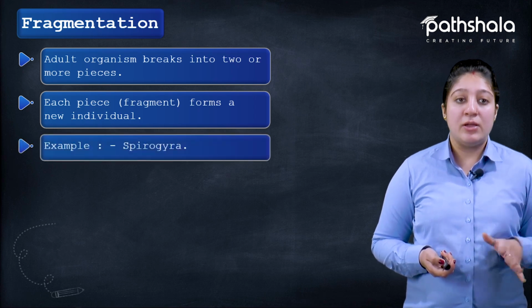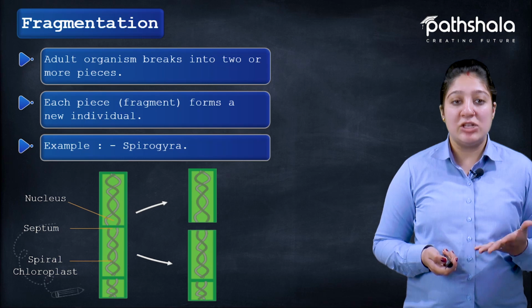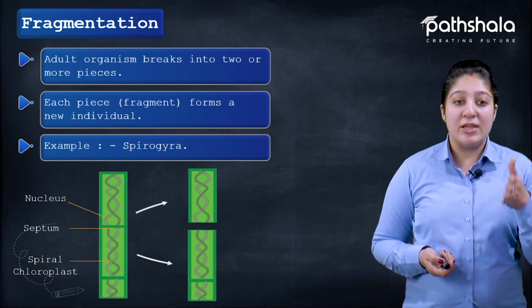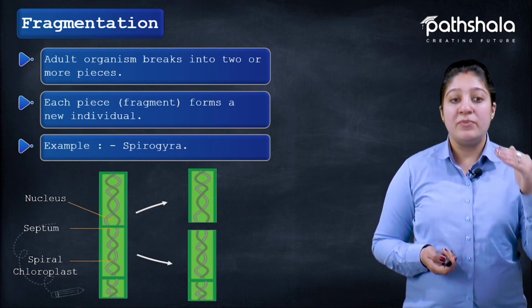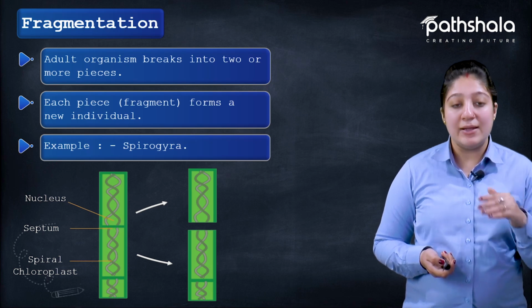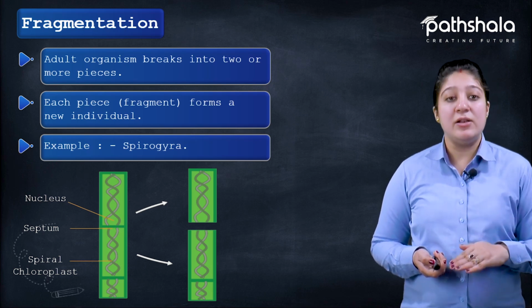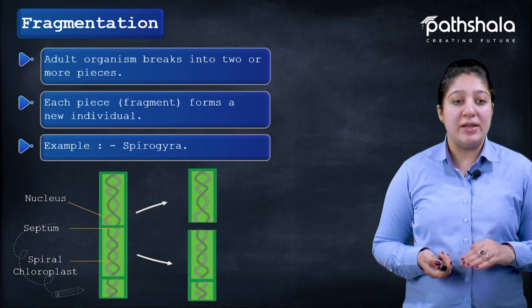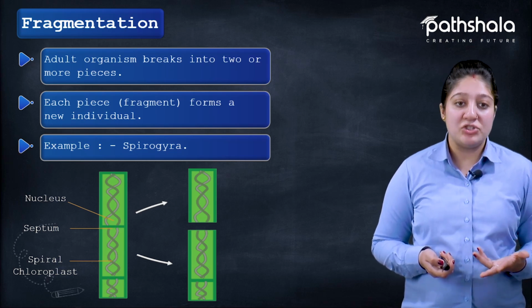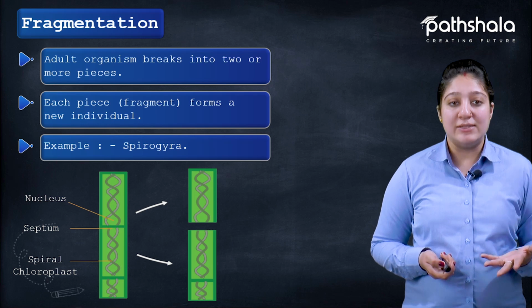This type of reproduction is basically seen in Spirogyra. Here you can see in the image how the organism has divided into two parts, and these two parts will again properly develop into new individuals. So that is how fragmentation takes place in organisms.